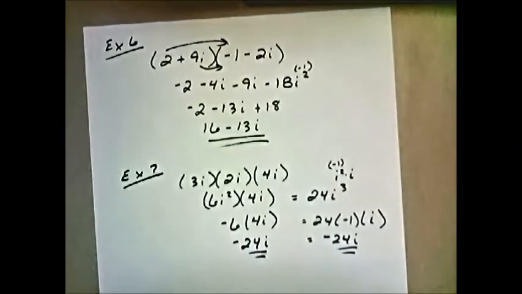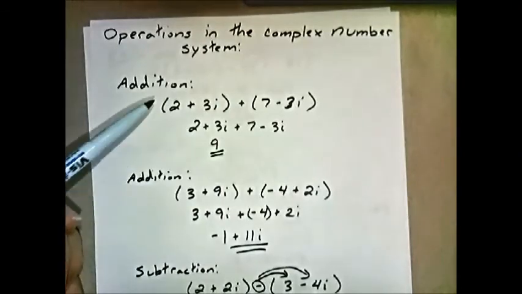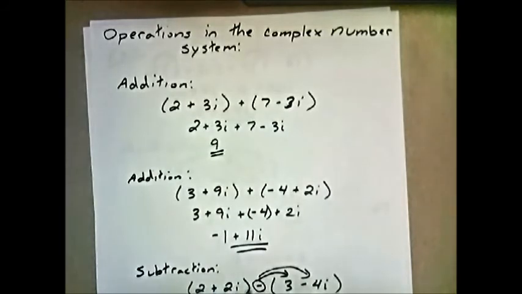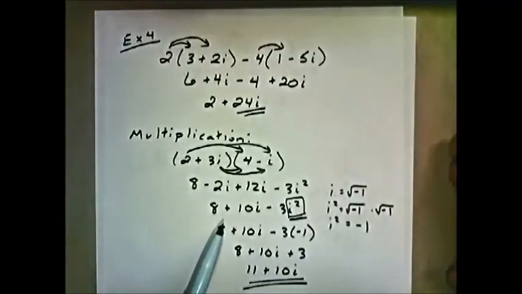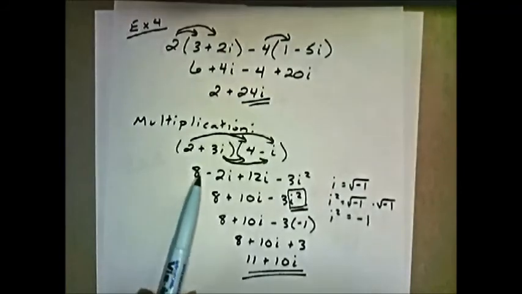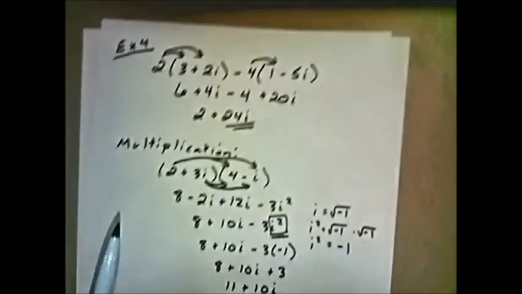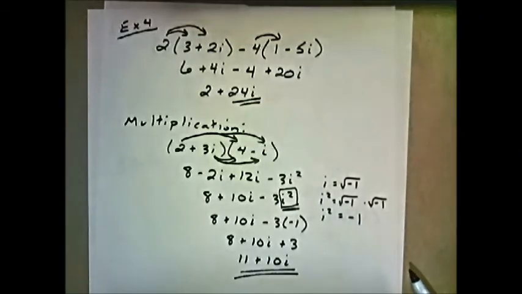So to recap what we've done today in our operations in the complex number system, we added by simply adding like terms. We subtracted, remembering we're going to multiply the negative through before we go ahead and combine like terms. And we also looked at multiplication, where we're going to distribute the first quantity into the second quantity. We also saw that i squared was equal to negative 1. And that will conclude our operations in the complex number system.